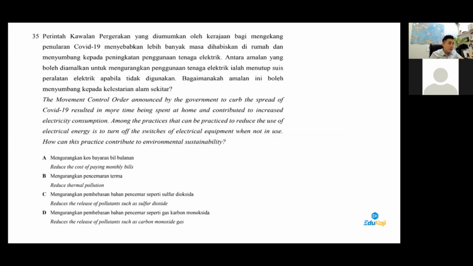Then as for 35, for MCO, how does reducing usage of electrical energy by turning off switches contribute to environmental sustainability? Less aircon, refrigerator we still use. Reduce costs, but be careful, they always try to trick you by using cost. This is a bio subject. Reduce thermal, no. Yeah, this one okay. Okay, 35 D.